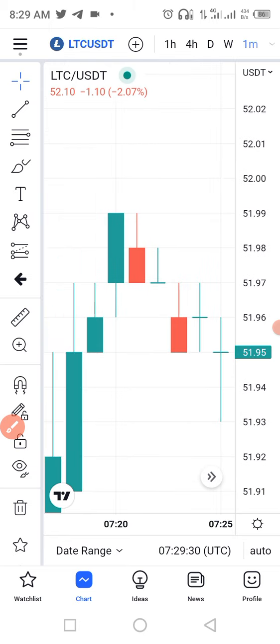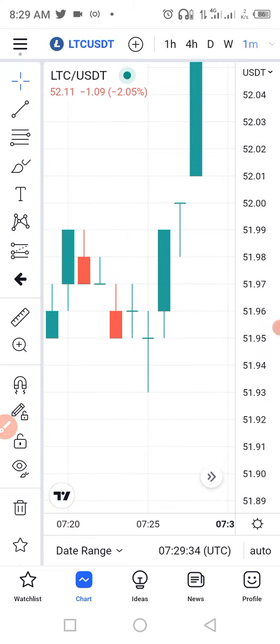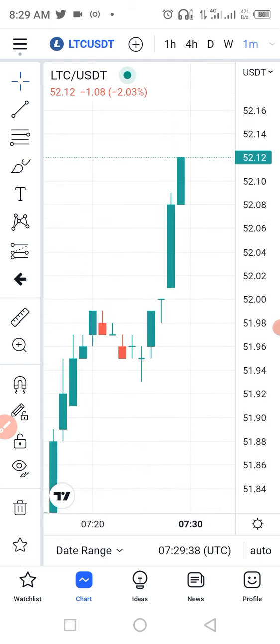So I'm just trying to run a quick recap on what candlesticks are. If you want to understand the formation of candlesticks, feel free to look at the 1 minute chart so you'll be able to see how the candlestick is forming. All right, so I think that is all.